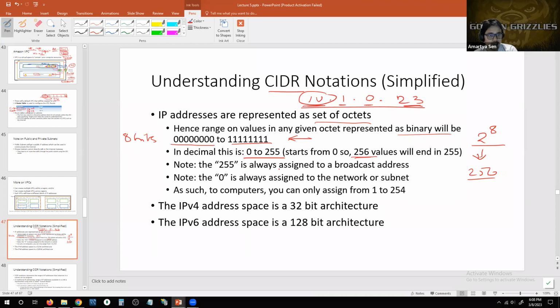So the two things that you need to remember from here onwards: the 0 is always assigned to the network or the subnetwork itself. That is something you have to remember. And the 255, that is the last portion, is always assigned for the broadcast address.